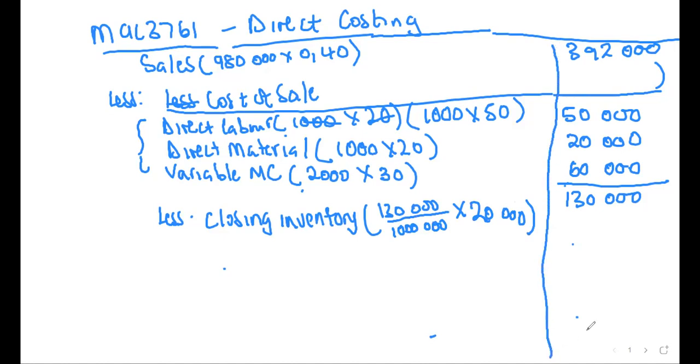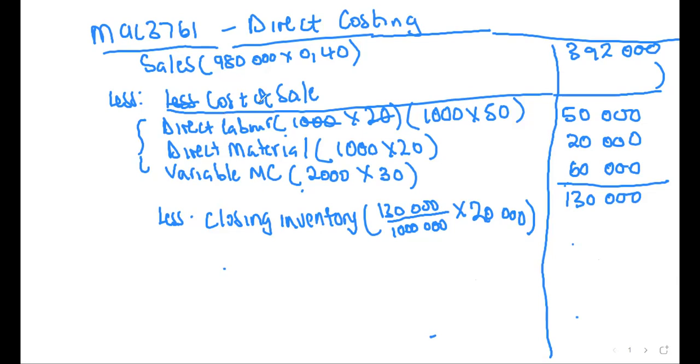Sorry, boss, can I ask you something? It's 130. Hey, boss, can I ask something? Yes. Are we not supposed to include the variable selling cost there? Huh? Are we not supposed to include the variable selling cost? The variable cost of sale. The selling cost.